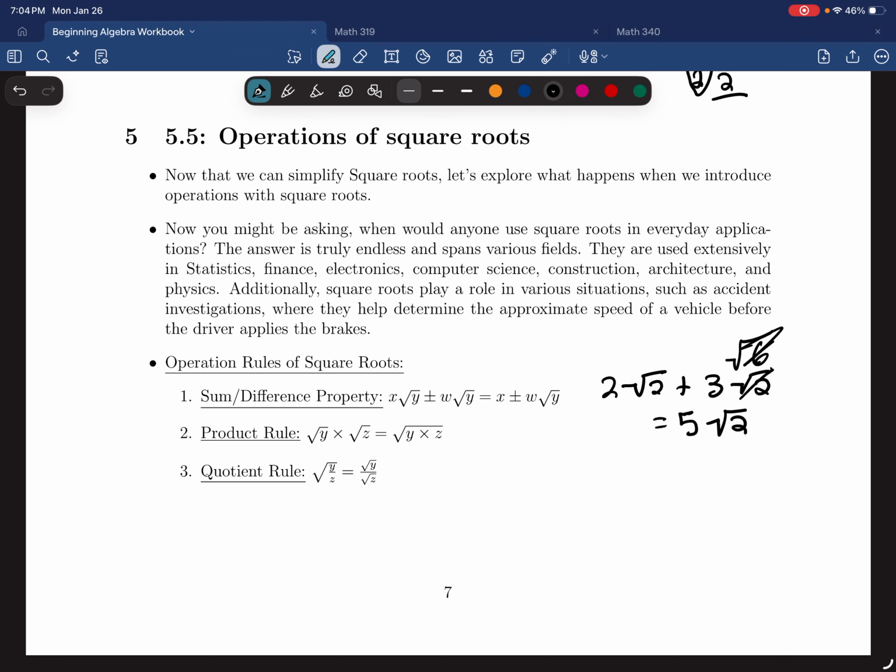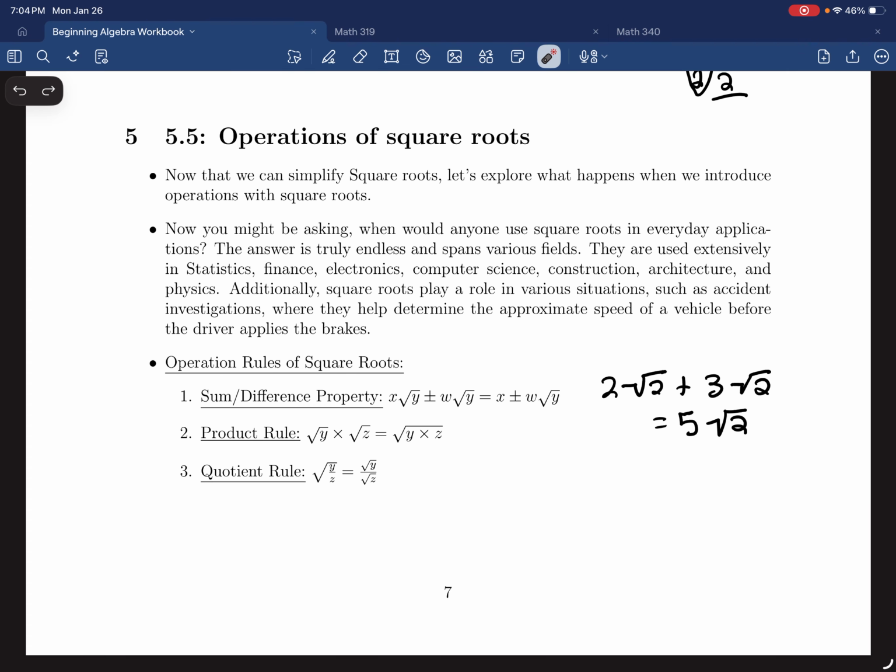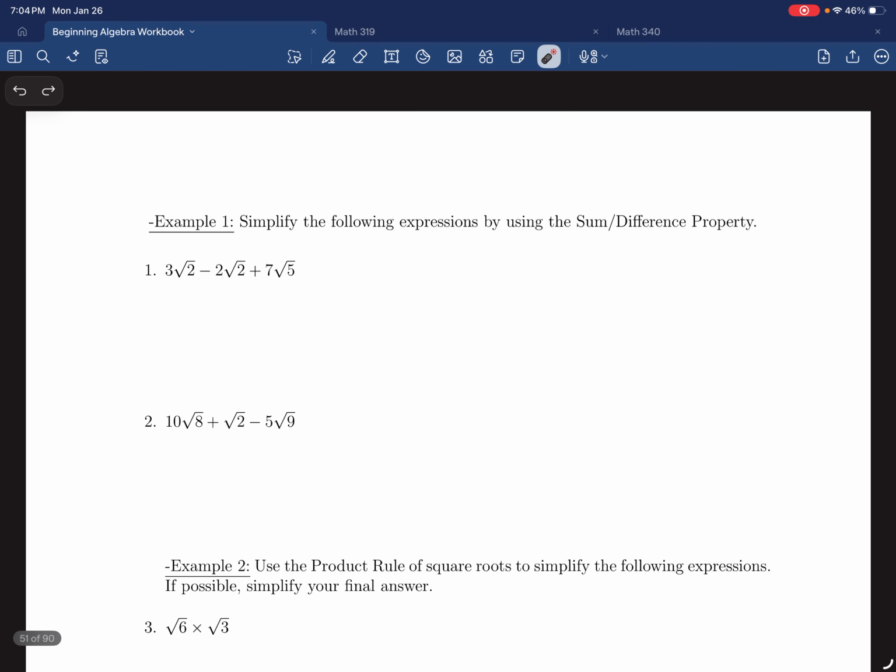Alrighty. Looking at our second property, we have the product rule, which states that if you have the square root of y times the square root of z, you just take whatever is underneath the square roots and multiply them together into a single radicand, or square root. And looking at our final rule, we have the quotient rule: if you have the square root of a fraction, all you have to do is take the square root of the numerator and denominator separately, and that's it. So those are the rules.